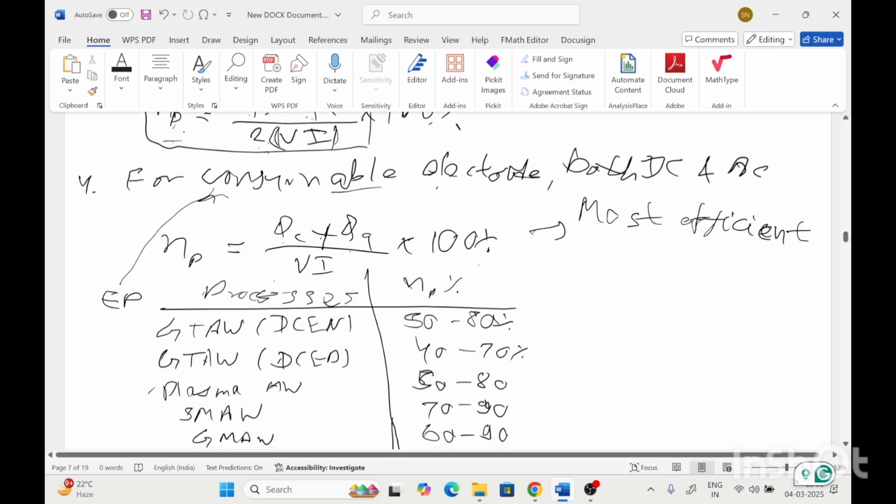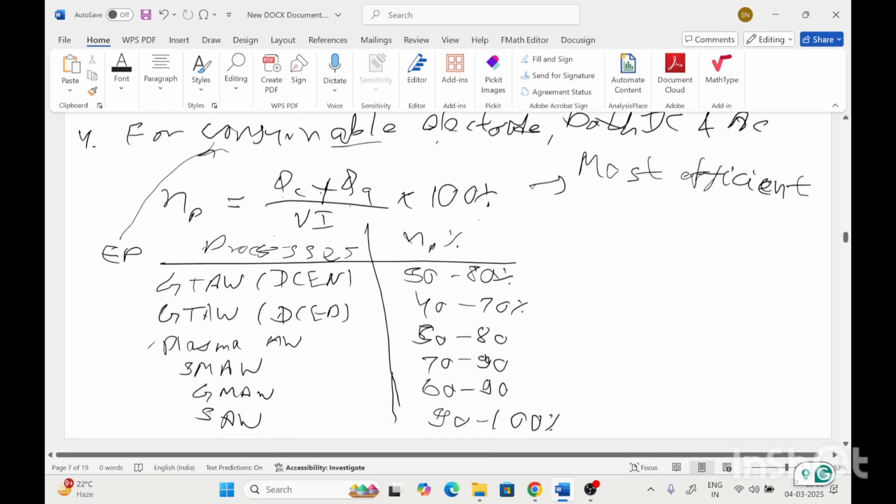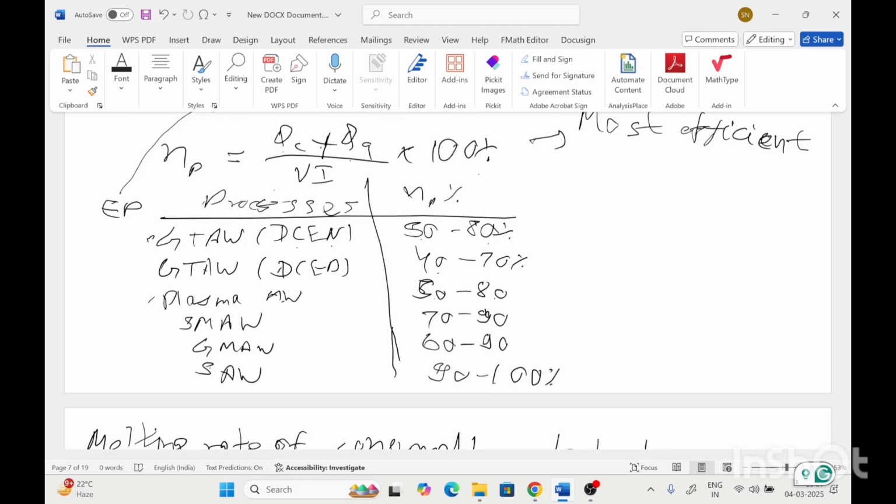Yes, ma'am. So if we write the different heat efficiencies for different welding processes, for gas tungsten arc welding with DCEN polarity, the heat efficiency is 50 to 80%. For the DCEP case, it is 40 to 70%. And for plasma arc welding, the heat efficiency is 50 to 80%. These are the non-consumable processes, and these three are the consumable electrode processes.